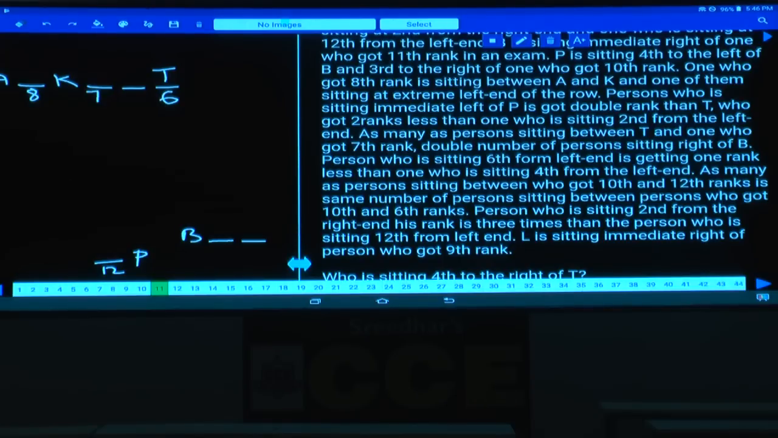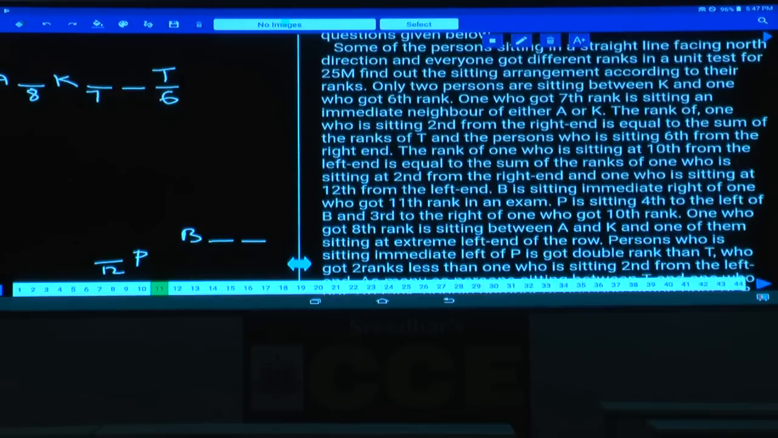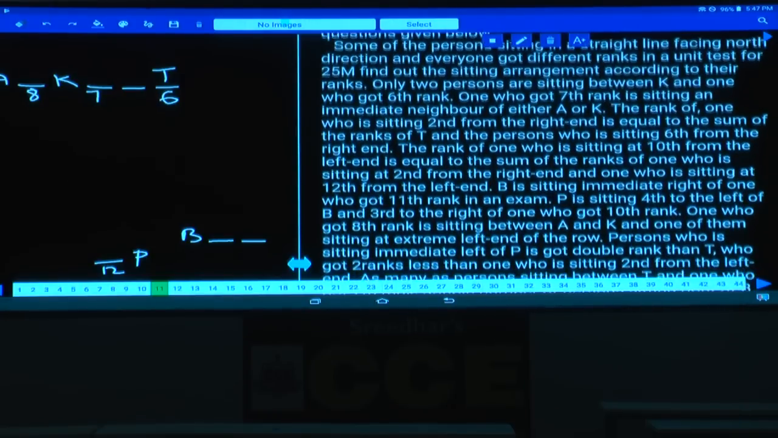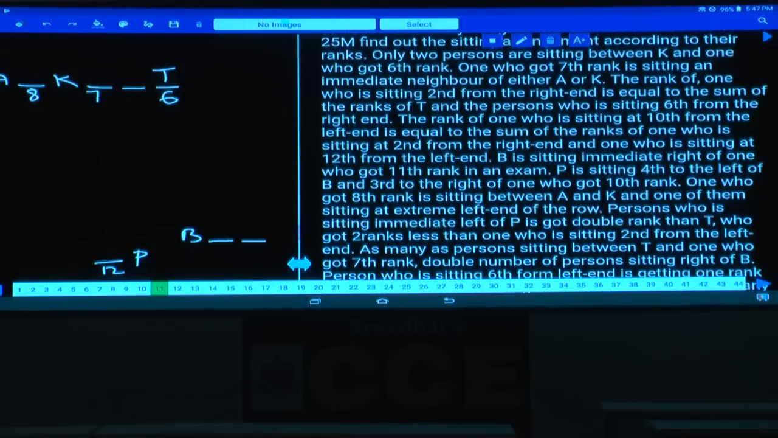And the person who is seated second from the right hand, his rank is 3 times that of the person who is seated 12th from the left hand. L is to the immediate right of the person who got the 9th rank, isn't it? Now as of now, we do not have any information which is enough or important. Then coming back to the first statement. From here, the first one, let us check out the conditions once again. 2 persons in between K and the one who got the 6th rank, and the one who got 7th rank is seated as an immediate neighbor of either A or K.